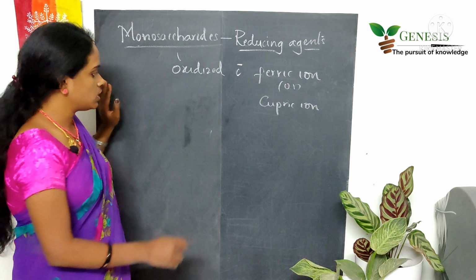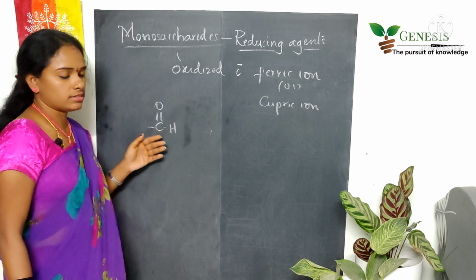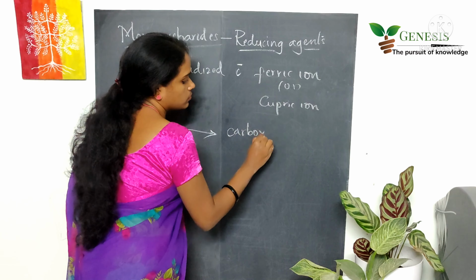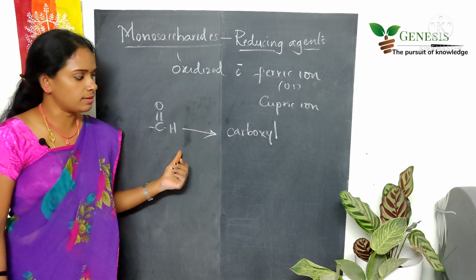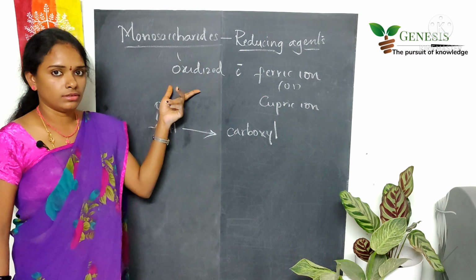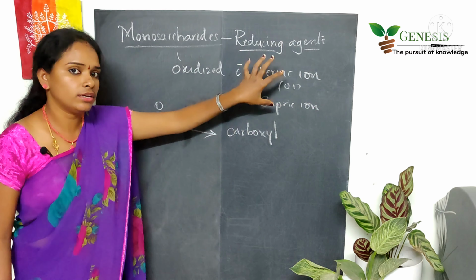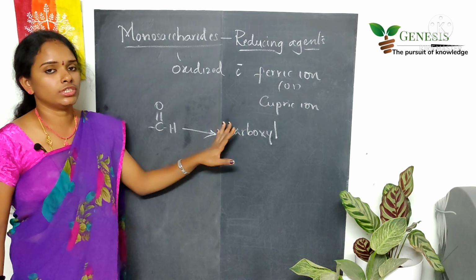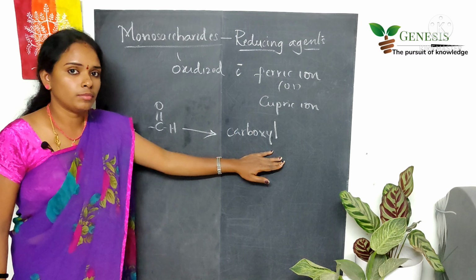Because of this, the carbonyl carbon, that is the aldehyde group that is present in monosaccharides, will be converted to carboxylic group. The aldehyde that is present in these monosaccharides can be converted to carboxylic group with this reaction. So monosaccharides can be oxidized with mild oxidizing agents like ferric ion or cupric ion, and because of this reaction, the aldehyde group present in the monosaccharide will be converted to carboxylic group.